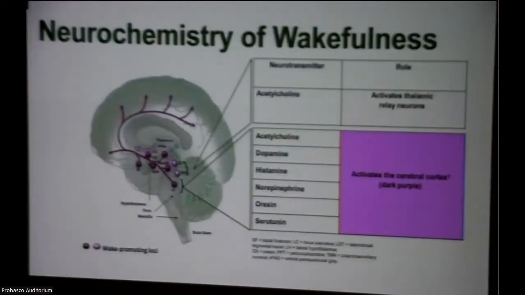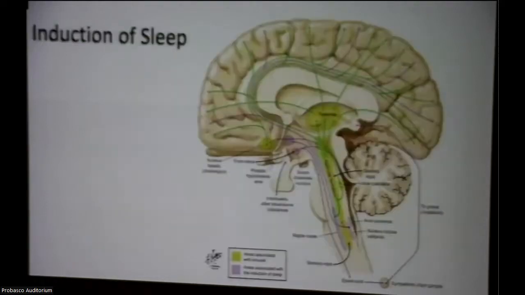When we are awake, primarily the neurotransmitter that's more active is acetylcholine, as I mentioned, through the reticular activating system projecting into the basal forebrain and the rest of the cortex. It's helped by other neurotransmitters that also cause activation of the cerebral cortex, which I listed there: dopamine, histamine, serotonin, norepinephrine, and orexin, as we discussed.